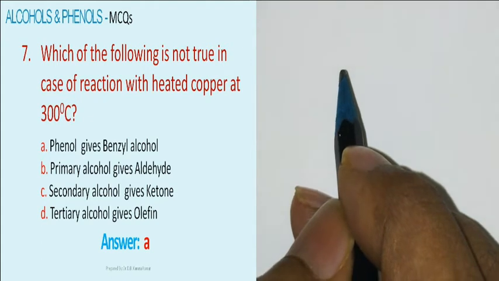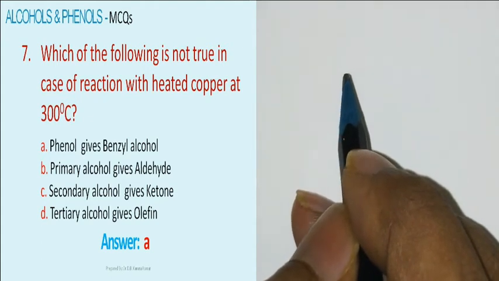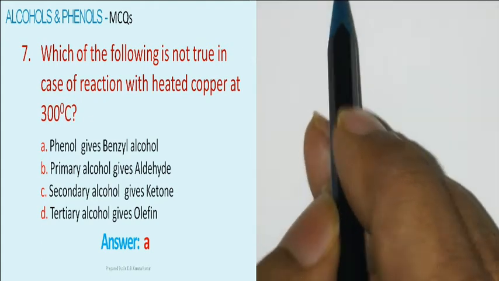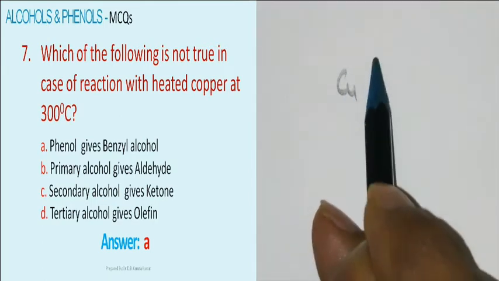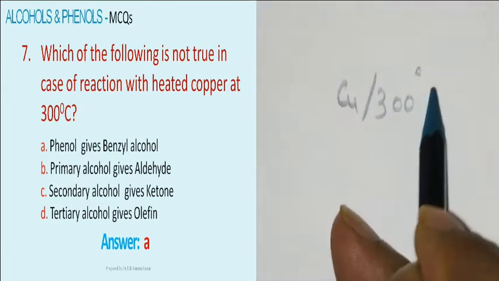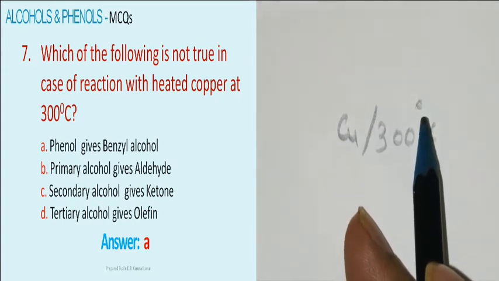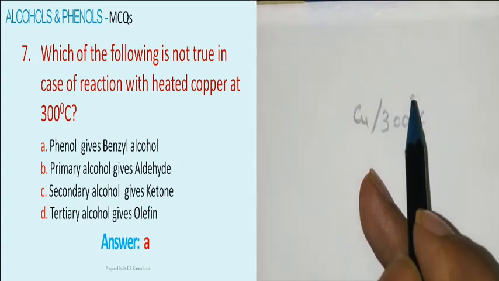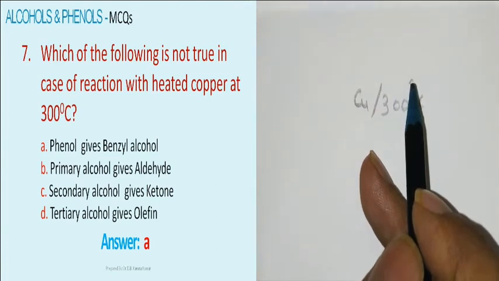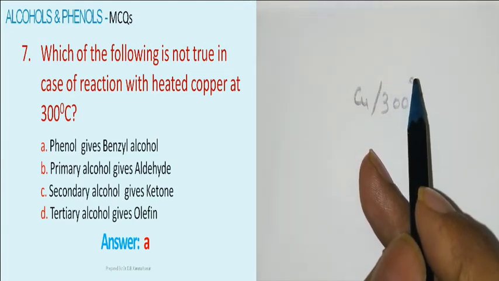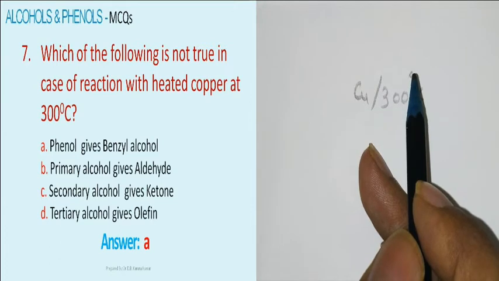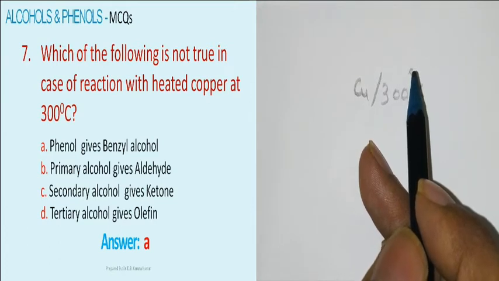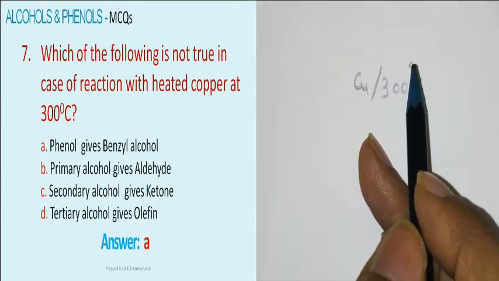In question number 7, we can see the reaction with copper and 300 degrees centigrade. We all know pretty well copper at 300 degrees centigrade is a reagent used for dehydrogenation. So generally dehydrogenation of primary alcohols will give aldehydes, secondary alcohols will give ketones. So he is asking us: phenol will give benzyl alcohol, which is wrong. Phenol does not react with copper at 300 degrees centigrade.